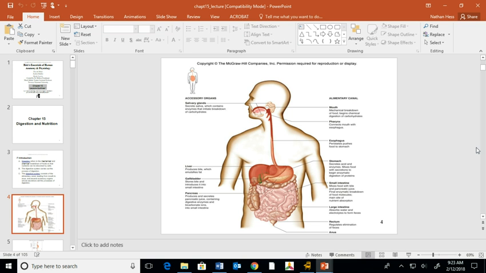How long does it take for the food to get to your stomach? Not long. Less than a minute to make that journey. Maybe 10 seconds. Yeah, it's fairly rapid.